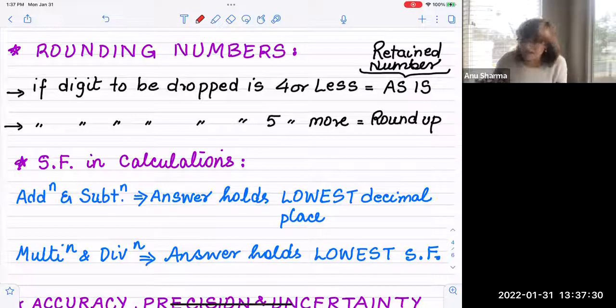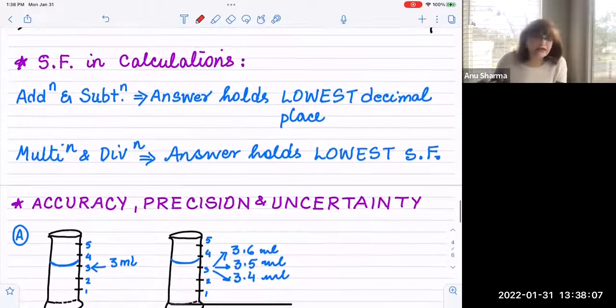Next thing is, if the digit to be dropped is 4 or less, then you leave the number that is retained on the left-hand side as it is. But if the digit to be dropped is 5 or more, then the number that is retained, you round it up. Okay, so that thing. And again, you only do it in the final answer.